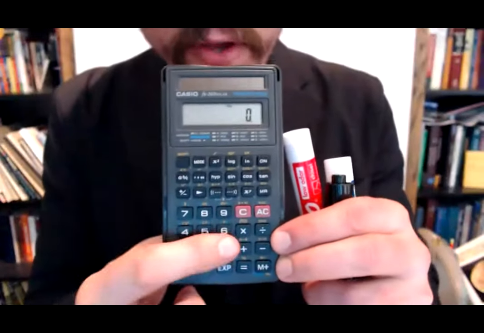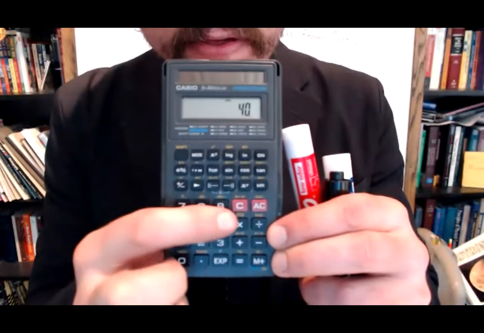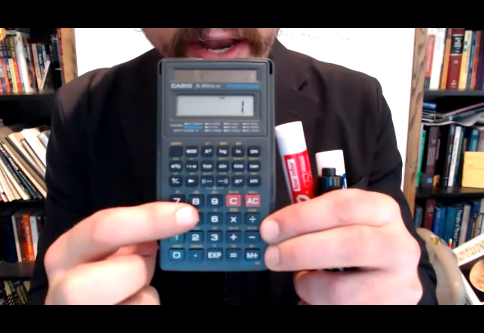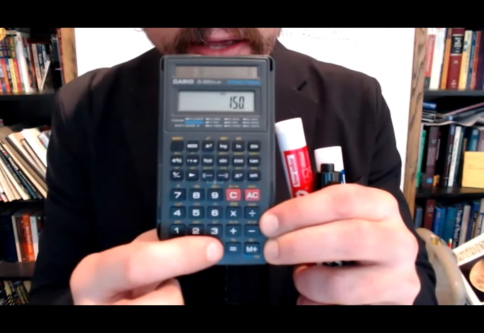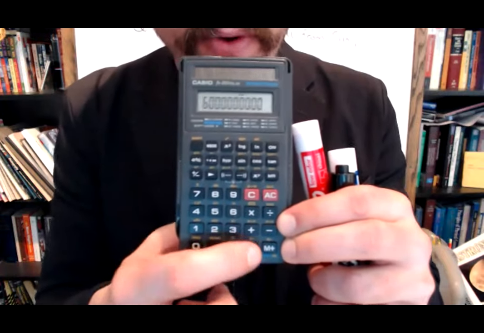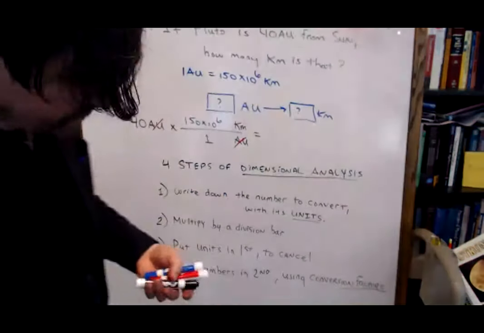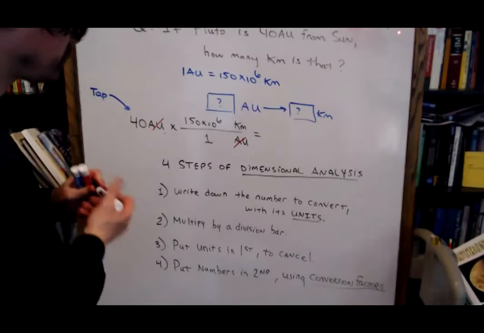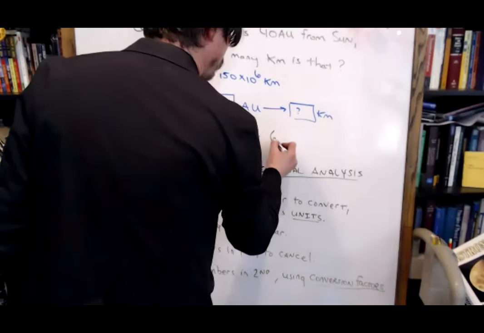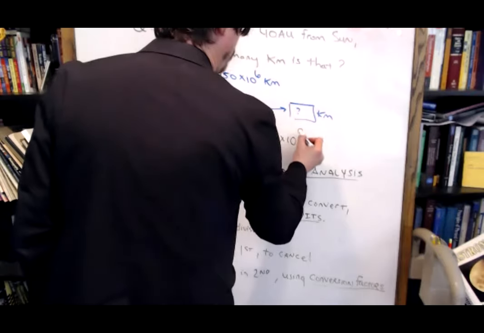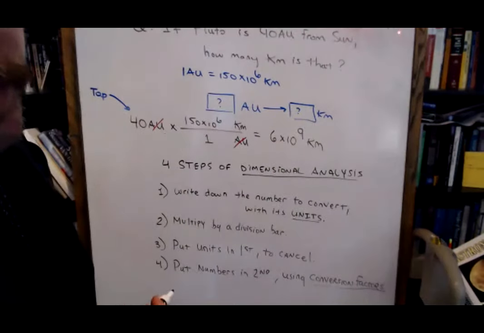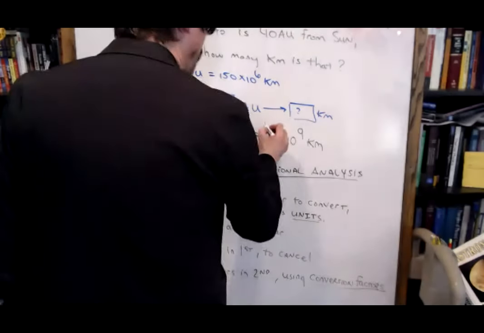So here we go. 40 times 150 EXP 6 equals. All right, what is that number? 6 times 10 to the 9 kilometers. Notice her good style there. That number was bigger than a million, so she put it right into scientific notation. That's what I want. And now box the answer, because that's a classy move.